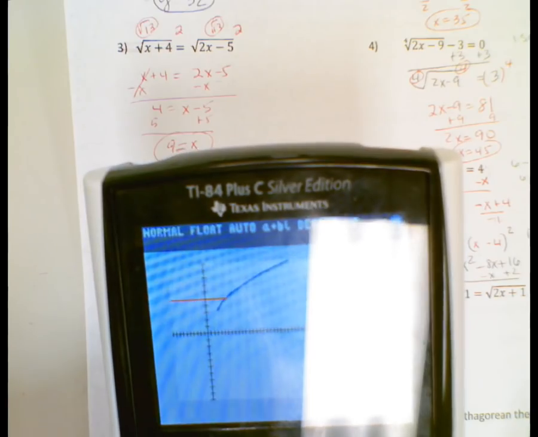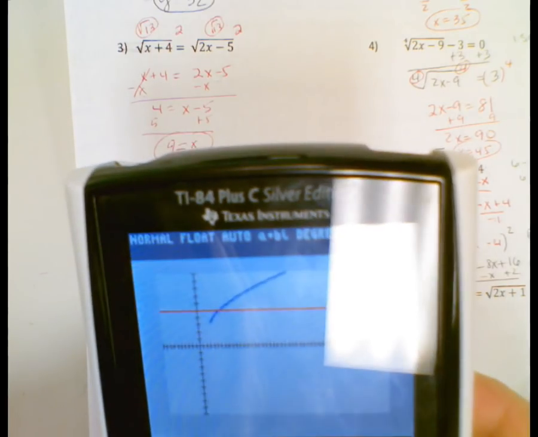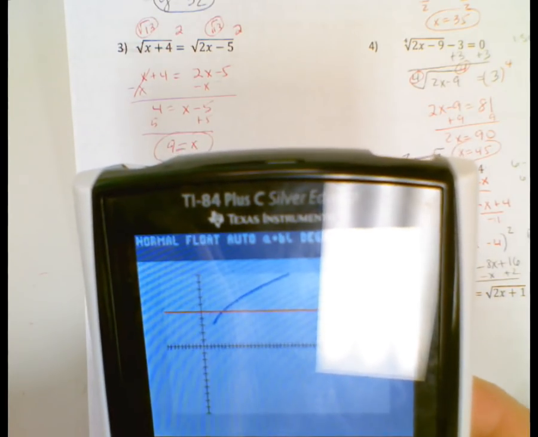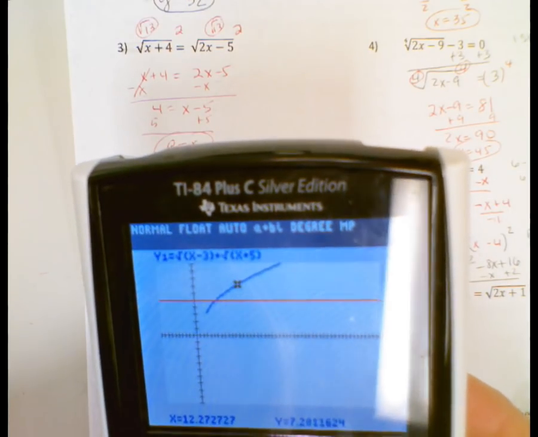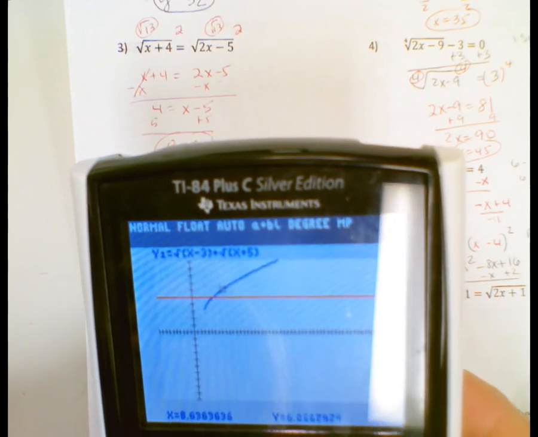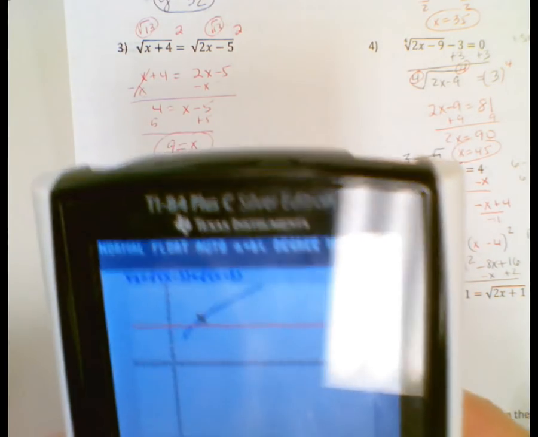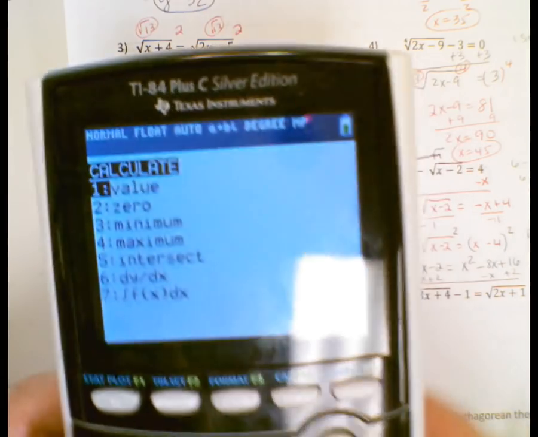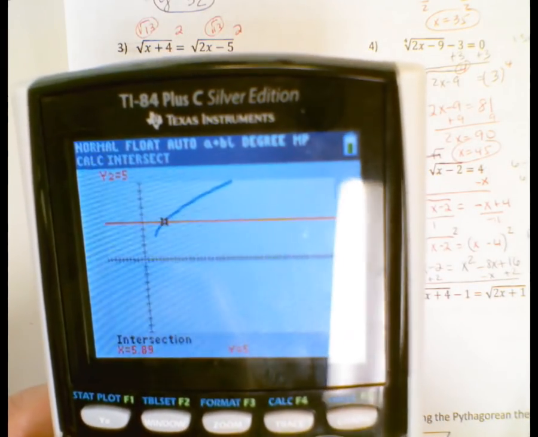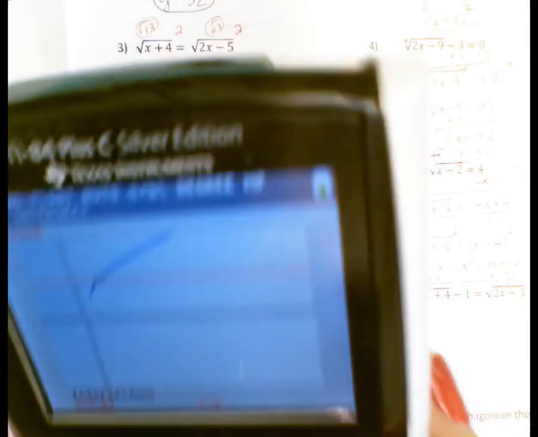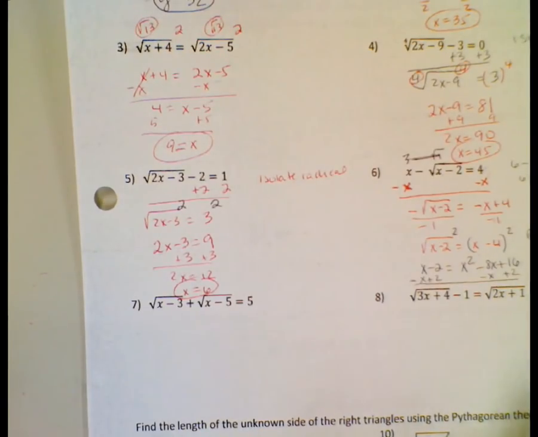Looks like there's one answer. Now we're going to press trace to see where the spider is. The spider is on the screen. That's good. So just move the spider with your left arrow close to the intersection point. See that spider there? Press second trace, intersect, number 5, enter 3 times. The answer is 5.89. Interesting answer, huh?